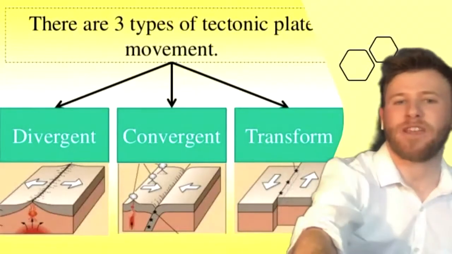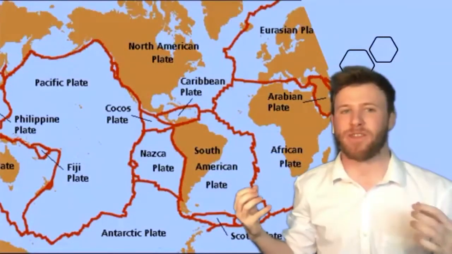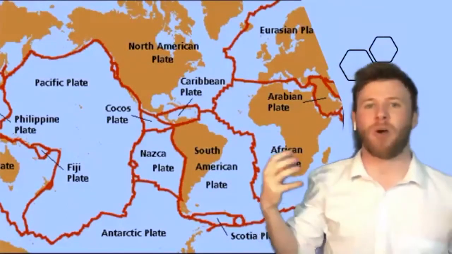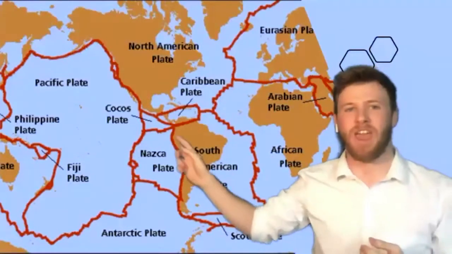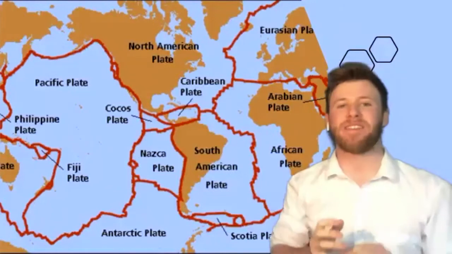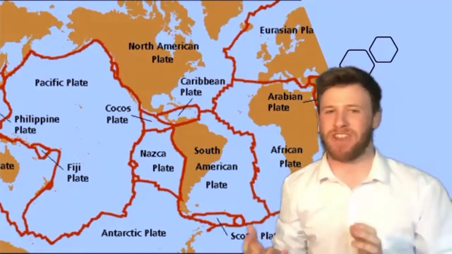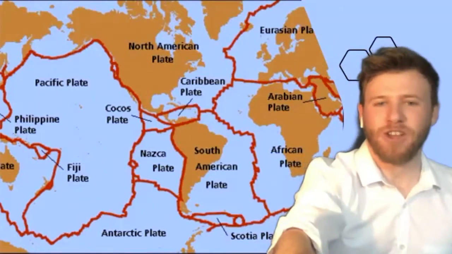So you can see, if we go back to this map, a lot of the areas that commonly get earthquakes, like the west coast of the United States up there, are on these tectonic plate boundaries, because that's where the earthquakes are originating from. So good stuff there.